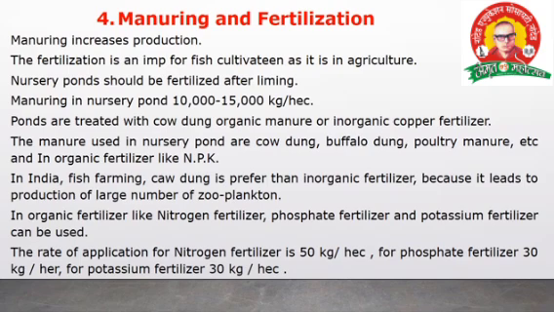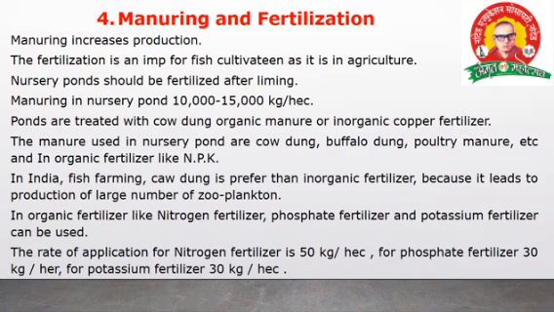And which type of manuring? Ponds are treated with cow dung, organic manure or inorganic fertilizer also. The manures used in the nursery pond are cow dung, buffalo dung, poultry manure, etc., and inorganic fertilizer like NPK. In Indian fish farming, cow dung is preferred over inorganic fertilizer because it leads to the production of a large number of zooplankton, and zooplankton is the main food of katla and mrigal.